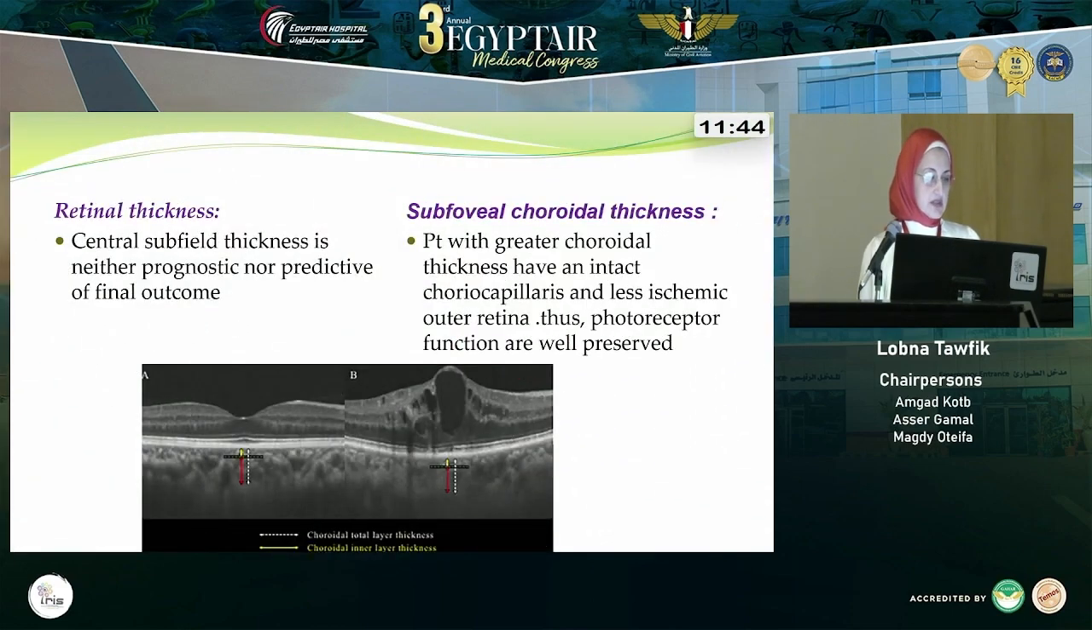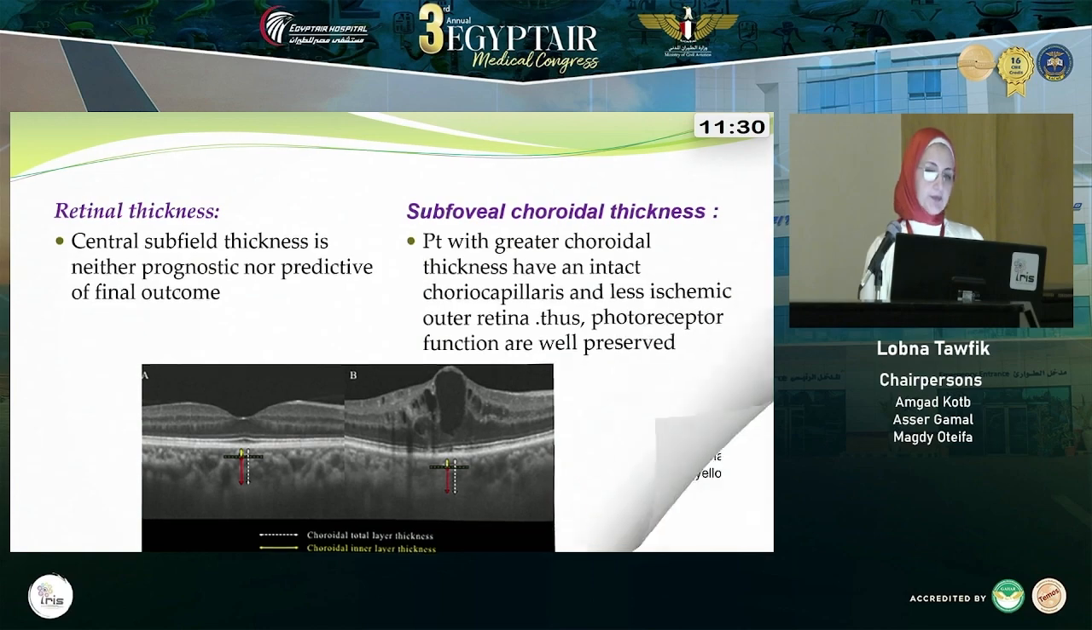Retinal thickness. Central subfoveal thickness is neither prognostic nor predictive of the final outcome. Subfoveal choroidal thickness. Patients with greater choroidal thickness have an intact choriocapillaris and less ischemic outer retina. Thus, photoreceptor function is well preserved.